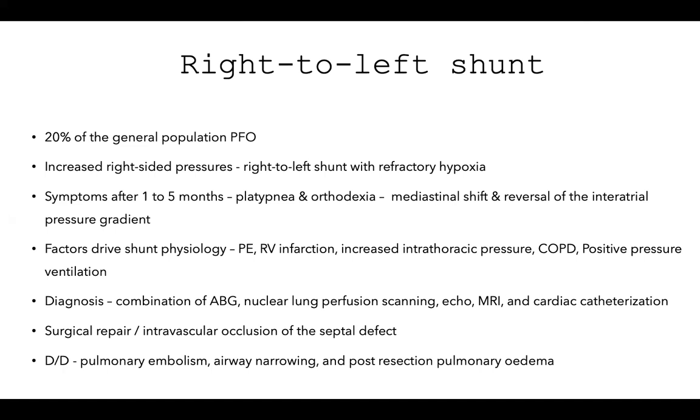There are factors which drive the shunt physiology, like pulmonary embolism, RV infarct, increased intrathoracic pressure, COPD, and positive pressure ventilation. Diagnosis can be done with a combination of ABG, nuclear lung perfusion scan, echo, MR, and cardiac catheterization. If that is there, surgical repair or intravascular occlusion of the septal defect needs to be done. In a patient who presents with hypoxia, we have to consider other differential diagnoses also, like pulmonary embolism, airway narrowing, and post-resection pulmonary edema, as we discussed.